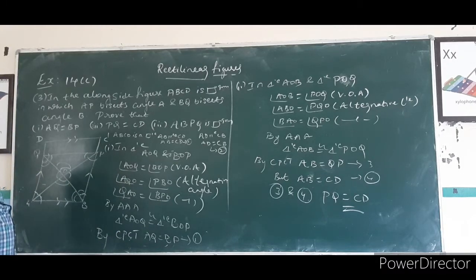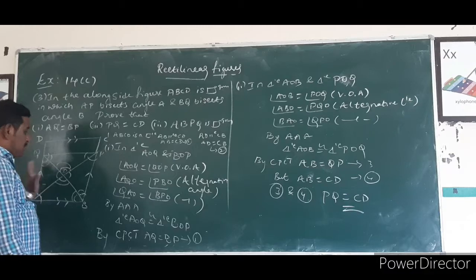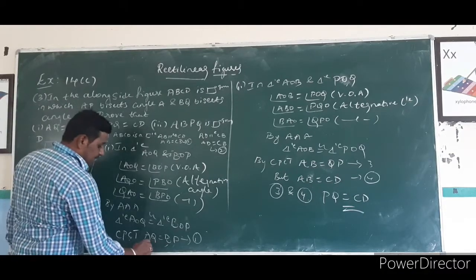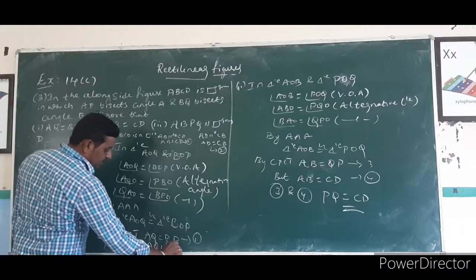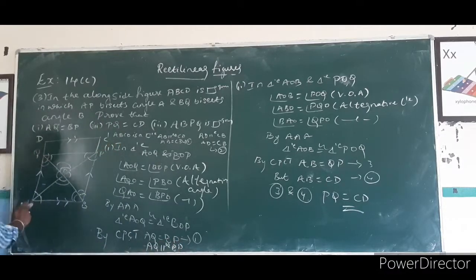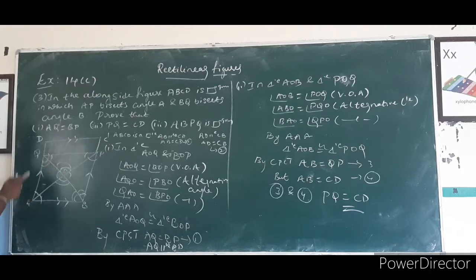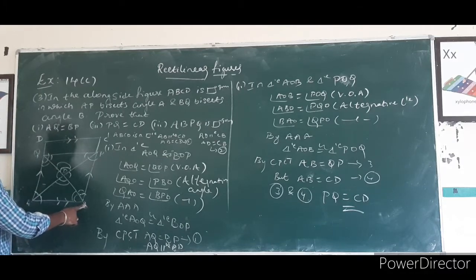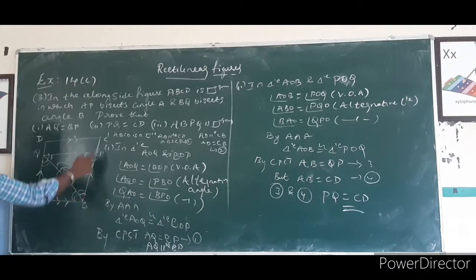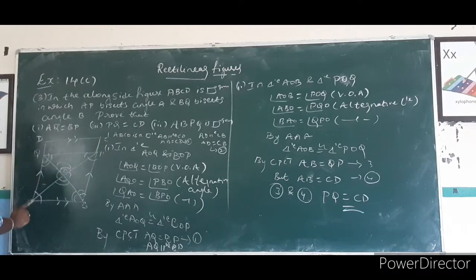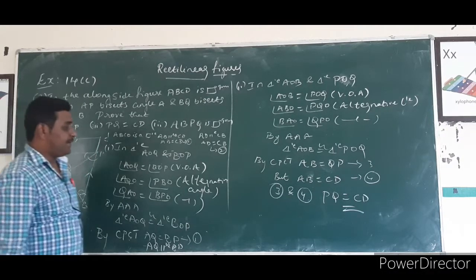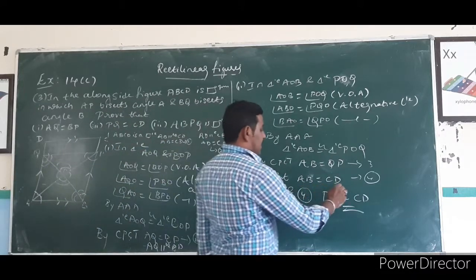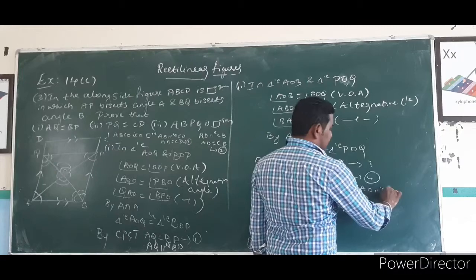Next, what we have to prove? ABPQ is a parallelogram. So AQ is equal to BP. Then AD is equal to BC, both are parallel, which means AQ is parallel to BP. These two sides are parallel. If AD and BC are parallel, what about AQ and BP? Both are parallel. Next, AB is equal to CD and AB is parallel to CD, which means AB is also parallel to PQ.